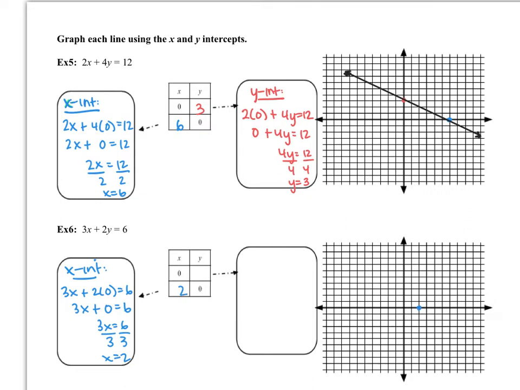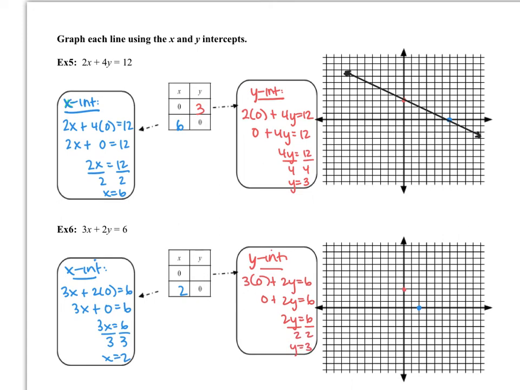I can graph that. Then I'm going to do a similar process for my y-intercept, but this time I'm going to change x to 0. So I'm going to do 3 times 0 plus 2y equals 6, which would be 0 plus 2y equals 6. 2y equals 6, then divide by 2, which gets me y equals 3.